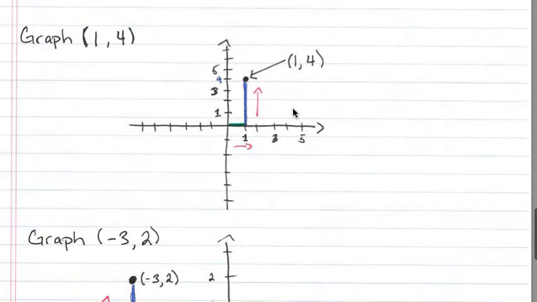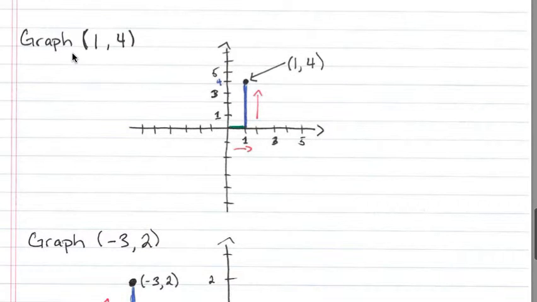So let's do another problem here. Graph 1, 4. Now, 1, 4. So the x value, the first one, is 1. Therefore, we have to put 1 onto the number line. So we go over 1, and then the y value of 4, we will count up 4. 1, 2, 3, 4. You can see at the 4 right there how that lines up.